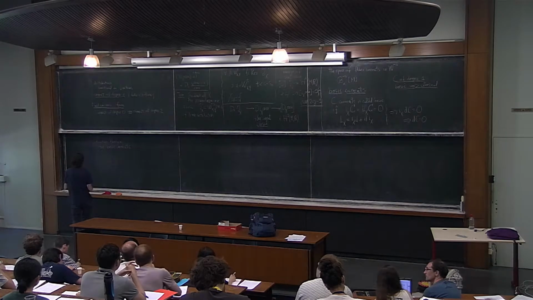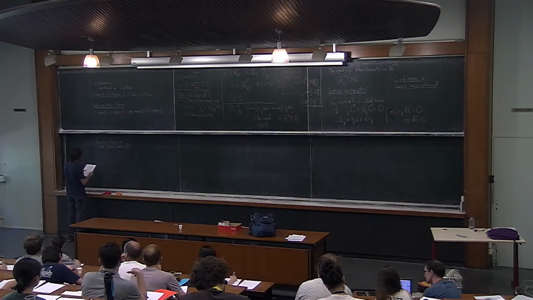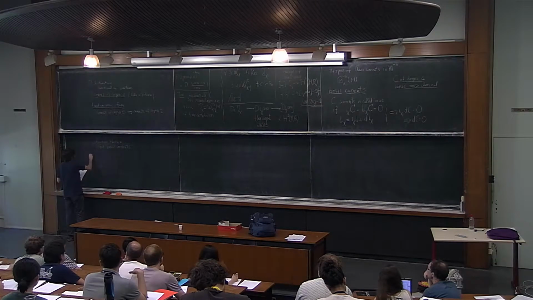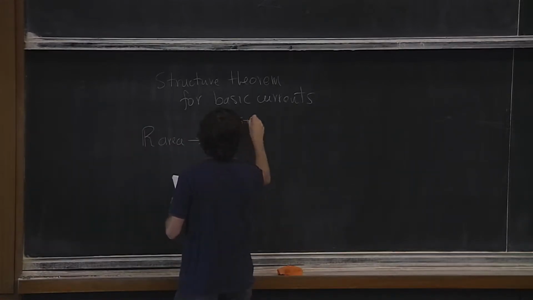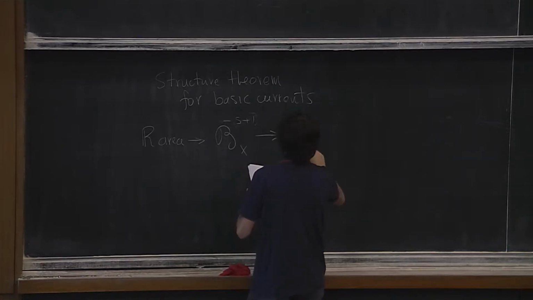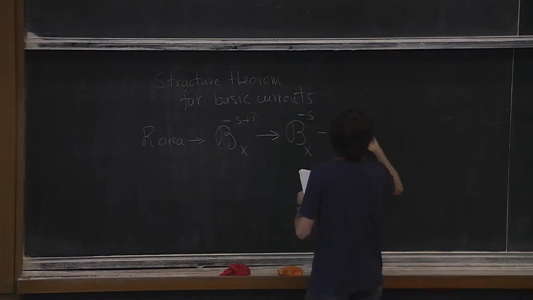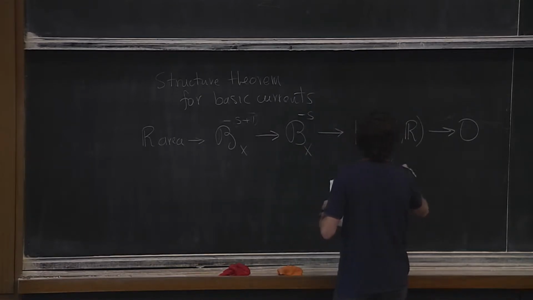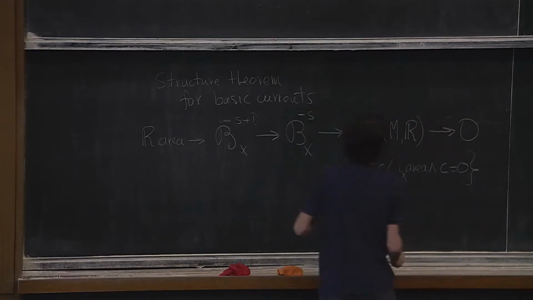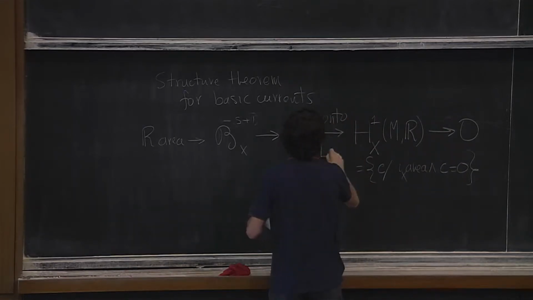So the structure theorem for basic currents says the following: there is a certain exact sequence. Here we have R times the area, and then here we have the basic currents of order minus S plus 1, and here the basic currents of order minus S, and here this space that I called H1X, and then we have 0. This space is exactly the space of C's such that IX area wedge C is 0. This map is onto, and this is the cohomology map.